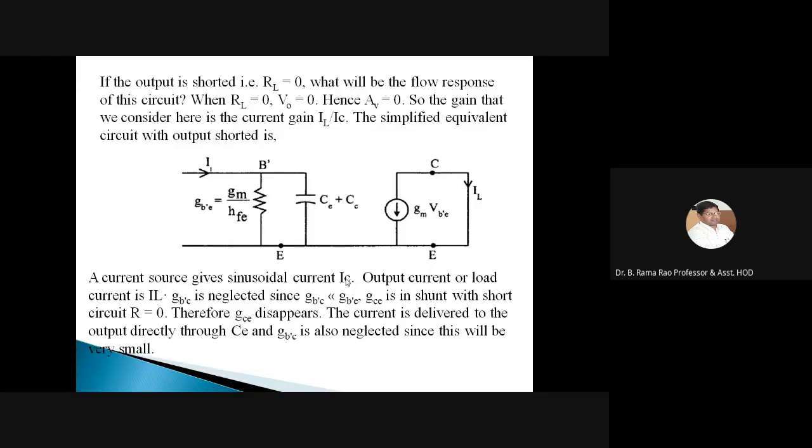If the output is shorted, what happens? The value of load resistance is 0, so RL is equal to 0. When the output is shorted, that is RL equal to 0, the values of RL and RC disappear.